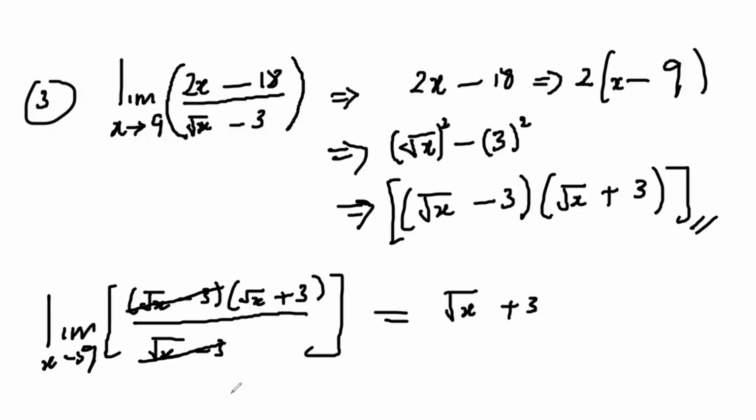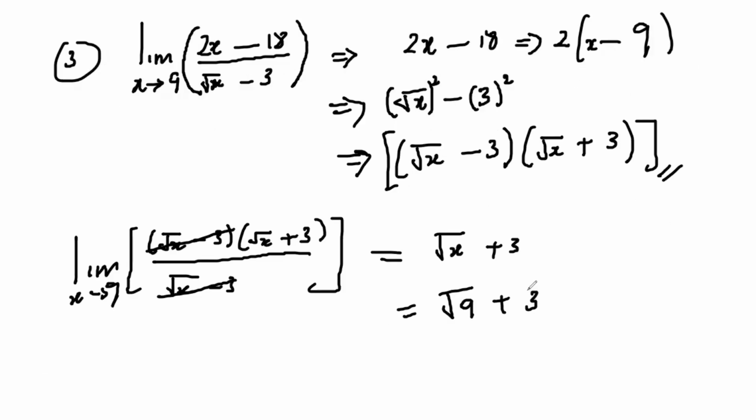Beautiful. Since the limit says x approaches 9, we just fix our 9 in this particular root. We have the root of 9 plus 3. So the root of 9 is 3. So we have 3 there. And 3 plus 3 is 6.